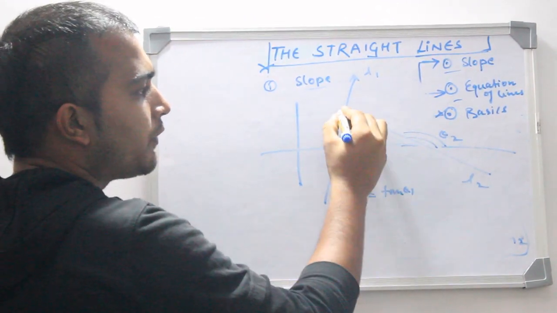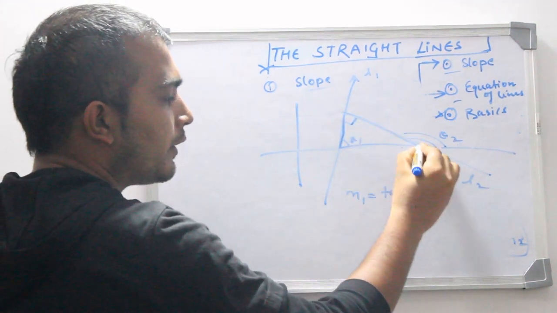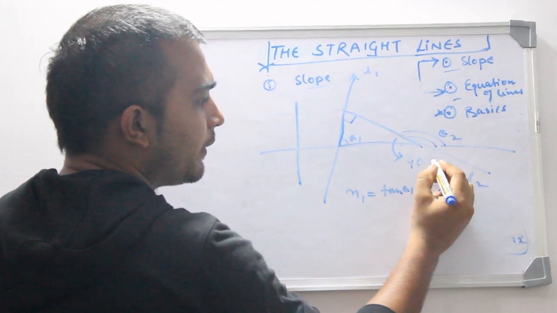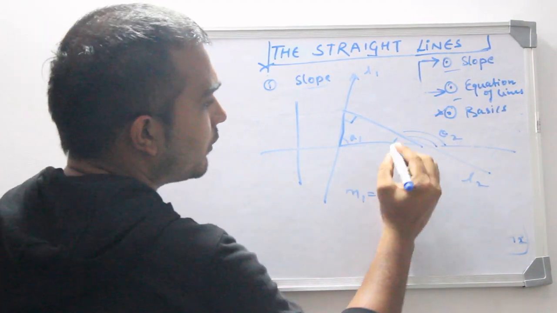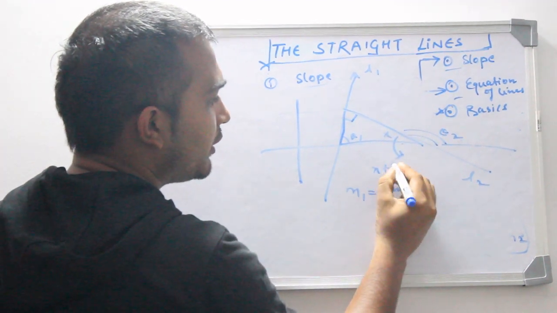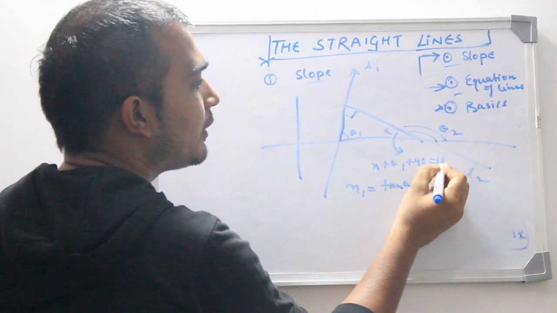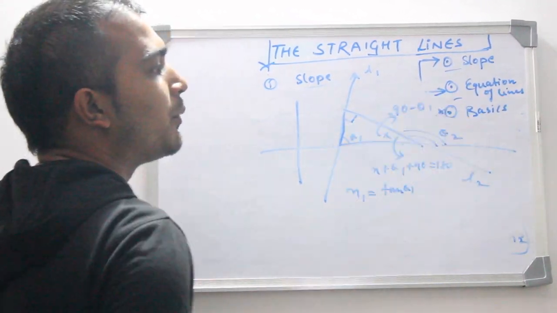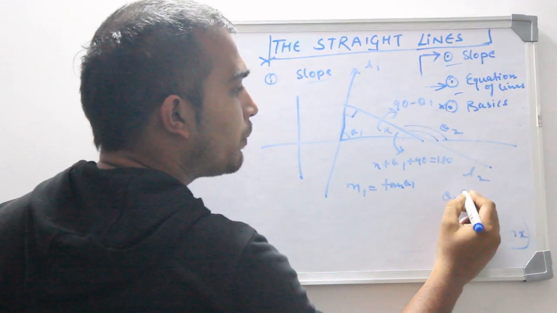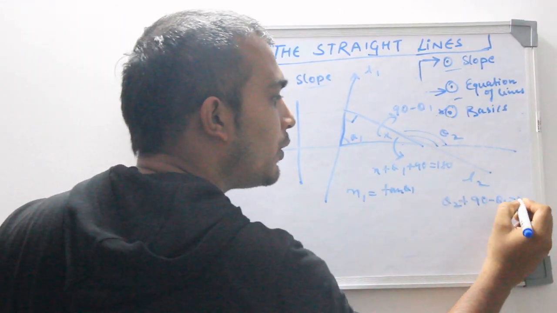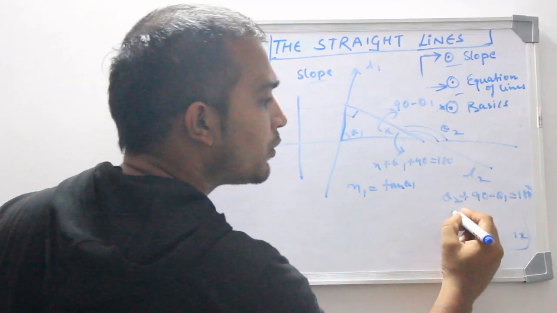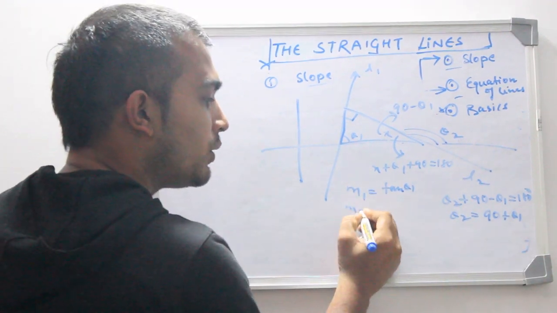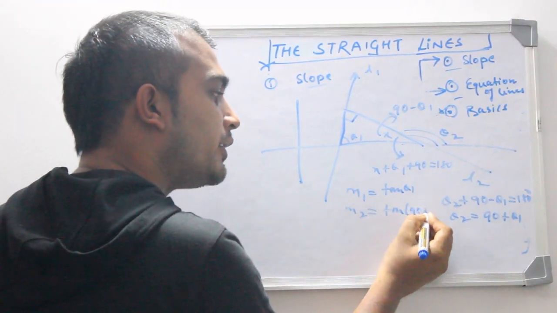By the angle sum property of this triangle, this angle comes out to be 90. Say this is x. So x plus theta 1 plus 90 is nothing but 180. So this x comes out to be, from this equation, 90 minus theta 1. And theta 2 plus 90 minus theta 1 should be equal to 180 degrees, since these two are a linear pair. So theta 2 comes out to be 90 plus theta 1. So slope m2 is nothing but tan of 90 plus theta 1.